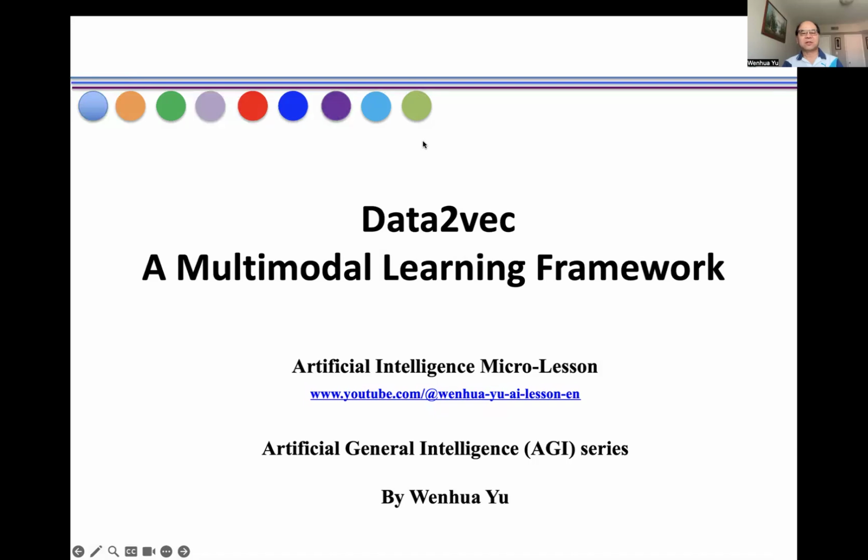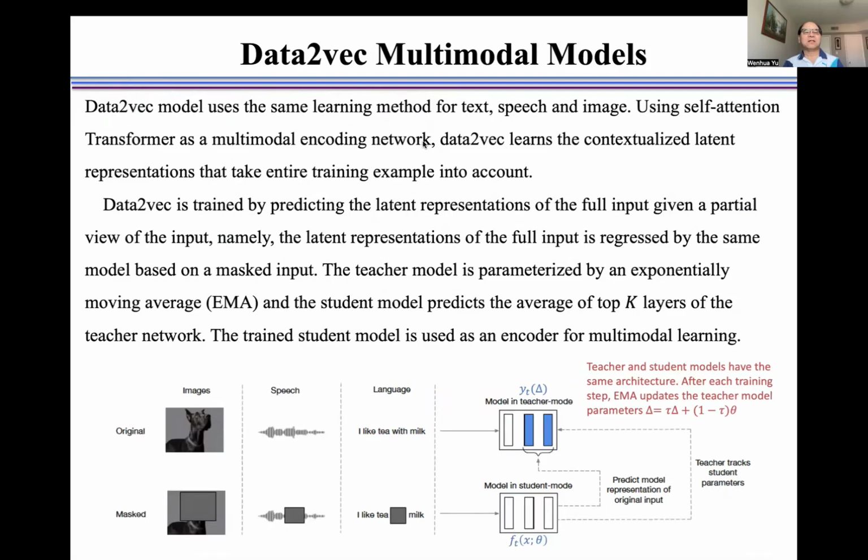In this video, I introduce a Data2vec multimodal learning framework. Data2vec model uses the same learning method for text, speech, and image. Using self-attention transformer as a multimodal encoding network, Data2vec learns the contextualized latent representations that take the entire training example into account. The architecture of Data2vec model is shown here.